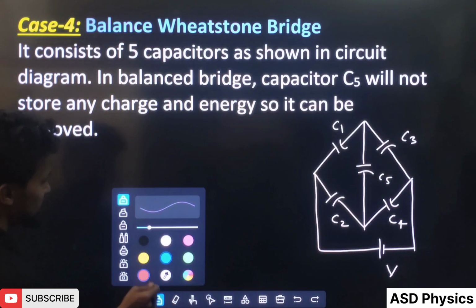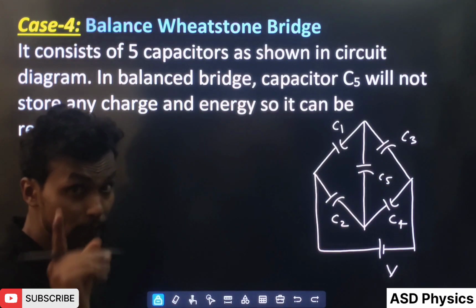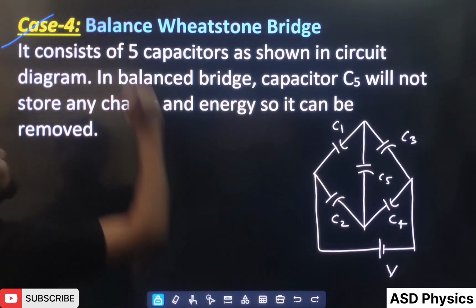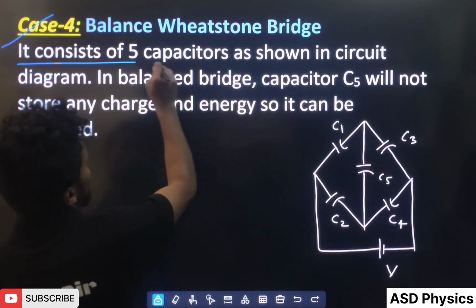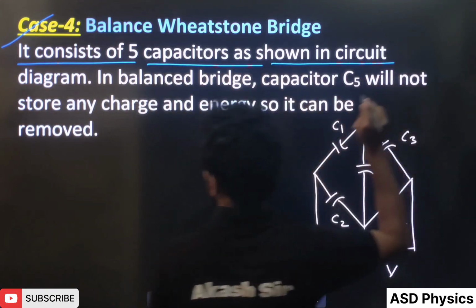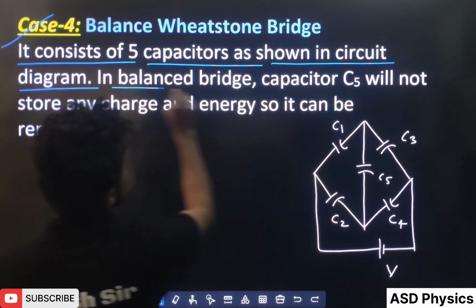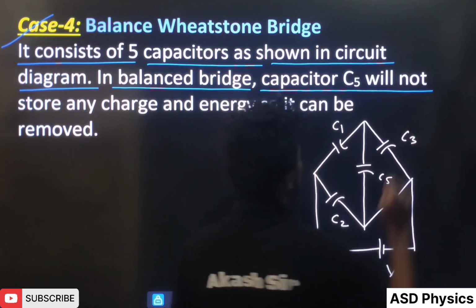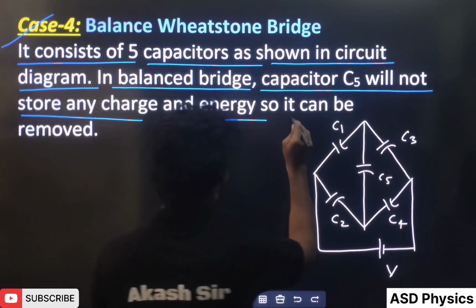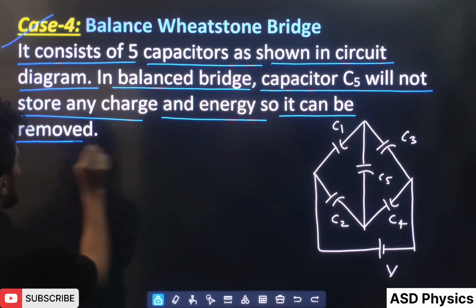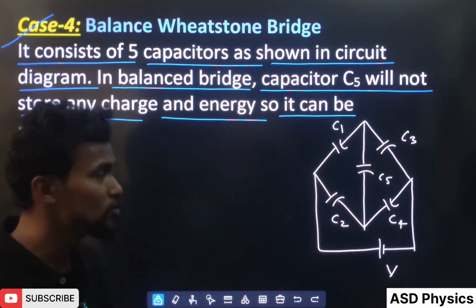Here, students, what is given here is very important: the Wheatstone bridge. See here, a balanced Wheatstone bridge. It consists of 5 capacitors as shown in the circuit diagram. In a balanced bridge, capacitor C5 will not store any charge and energy, so it can be removed here. What is the meaning of a balanced bridge?